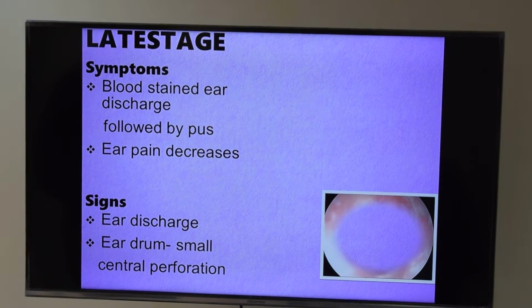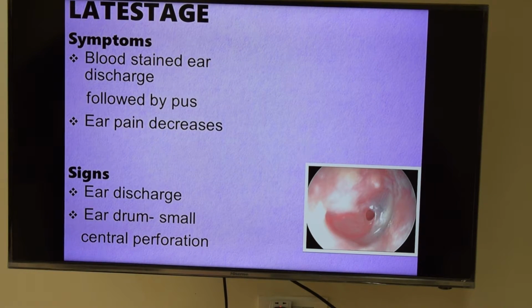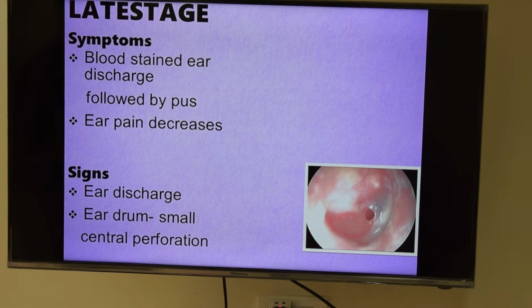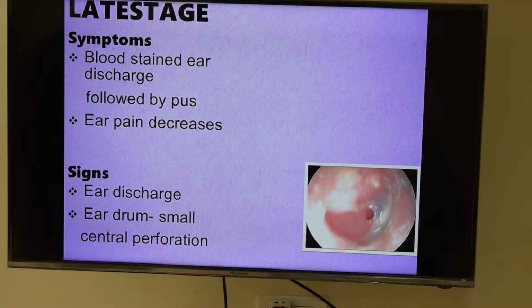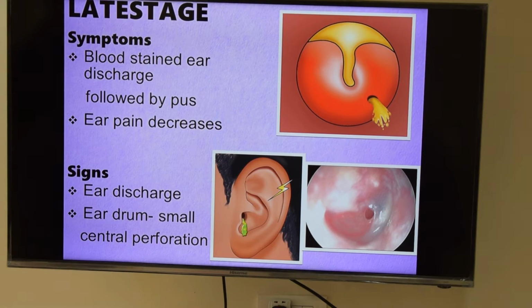We put a camera in the ear to show you parents that the tympanic membrane, or the eardrum, has a small hole, and the infection from the middle ear is pouring out. As I have shown in this picture, the small hole is what we call a perforation.